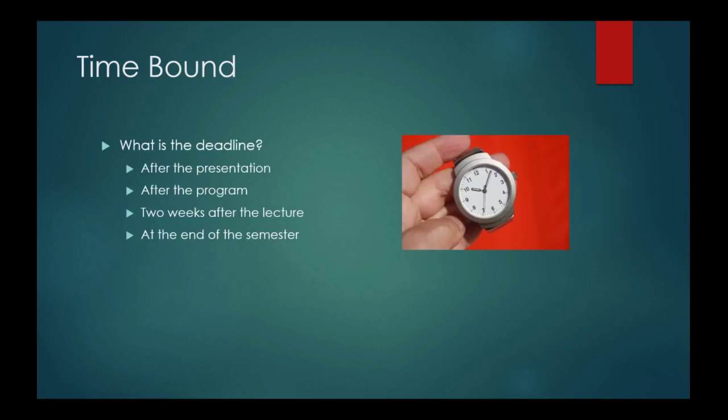Next, time bound. You've got to know what the deadline is. After the presentation is an option, or you can say after the program, or 2 weeks after the lecture, or 2 weeks into the program, or at the end of the semester. You just need to tell them when that deadline is to be able to know the objective is met. When do you start measuring that for your evaluation?